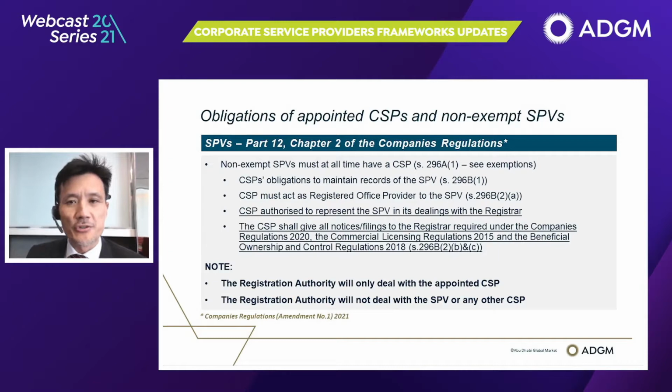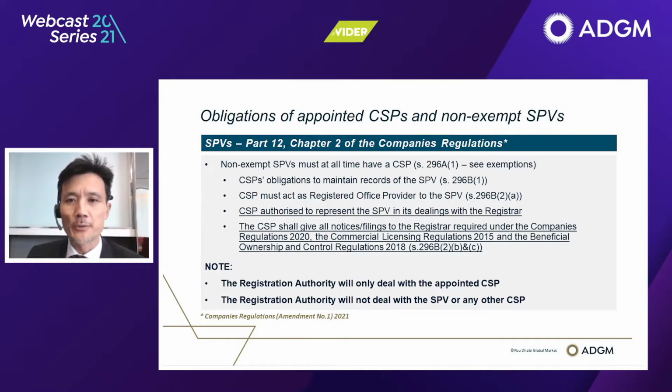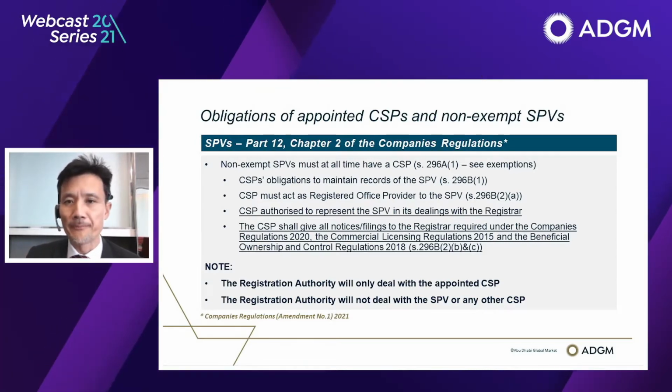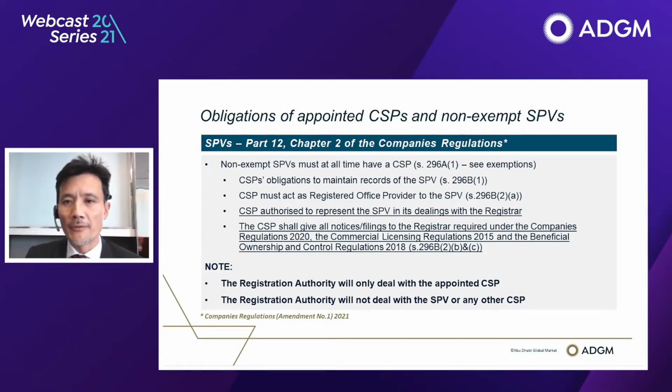Please note, the registration authority will only deal with the validly appointed CSP in this case. It will not deal with the SPV or any other person. Any person claiming to act for the non-exempt SPV other than the validly appointed CSP may be viewed by the registration authority as acting in breach of the general prohibition. Furthermore, the validly appointed CSP may be failing to comply with its obligations under the law.